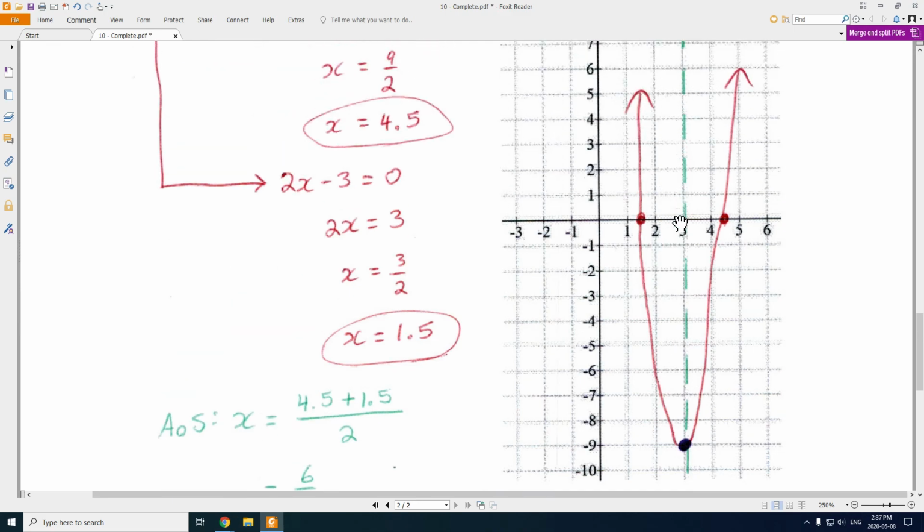All right, here we are, 3 and negative 9. It's on my axis of symmetry, which is what I expect. Okay, and now we have our 3 points, right? Join them together, we've got our parabola, and we're done.